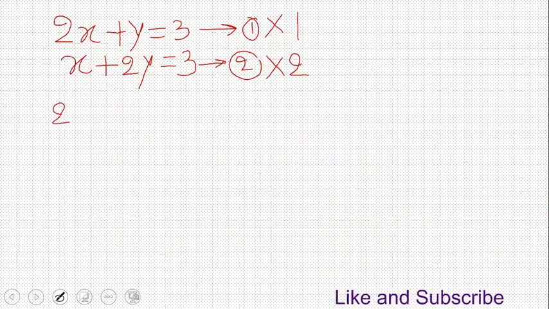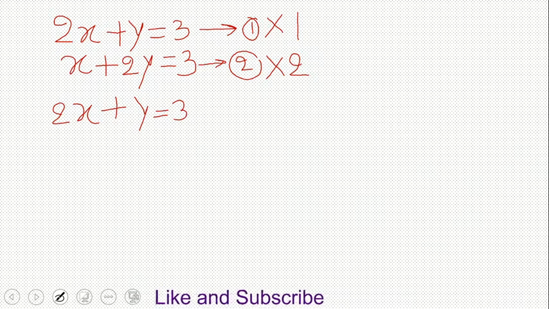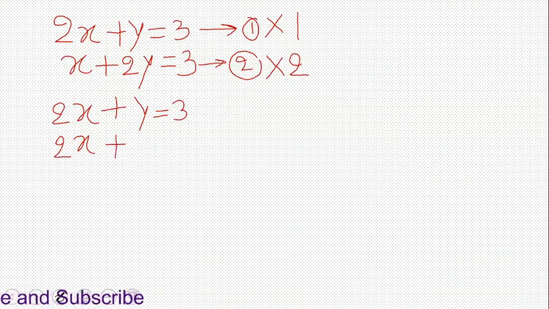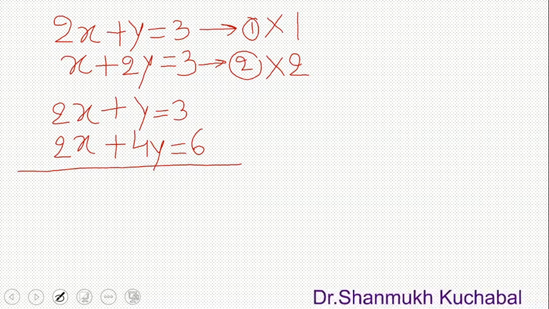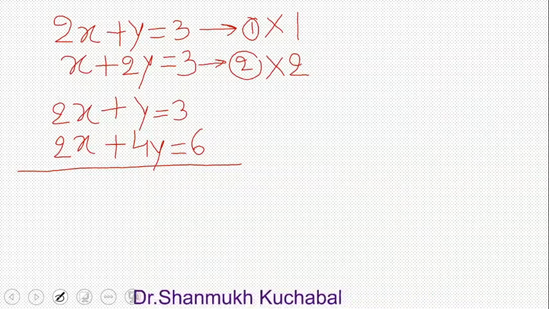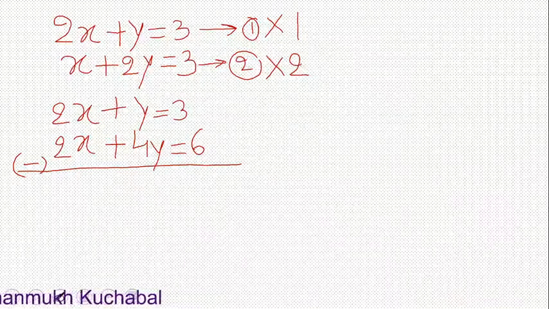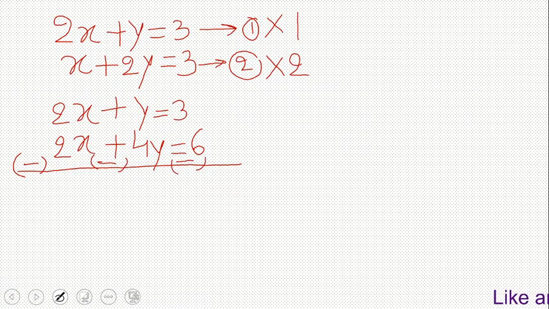So we get 2x plus y equal to 3. Second equation multiplied by 2, so we get 2x plus 2 into 2, 4y, equal to 3 into 2, that is 6. So further we have to simplify this. We will subtract it, and x will be eliminated and we will get a solution for y. So the second equation has a plus sign, so we take the opposite sign, minus. Plus 4y, so we take minus, and plus 6, we take minus.